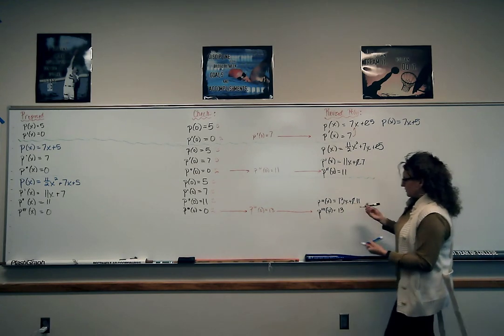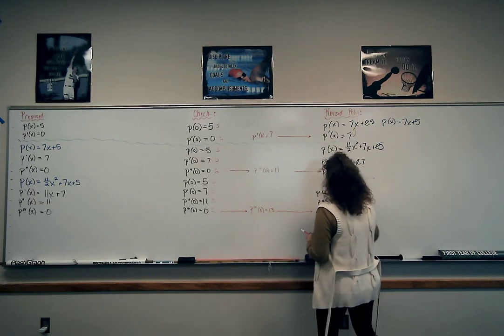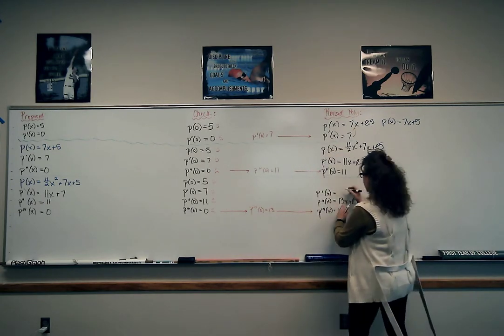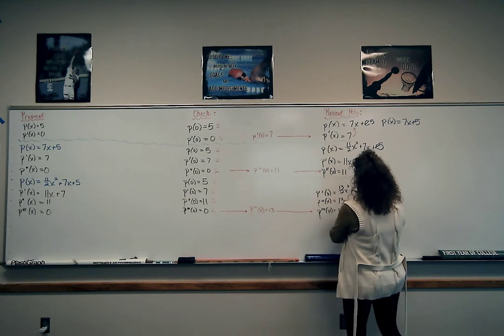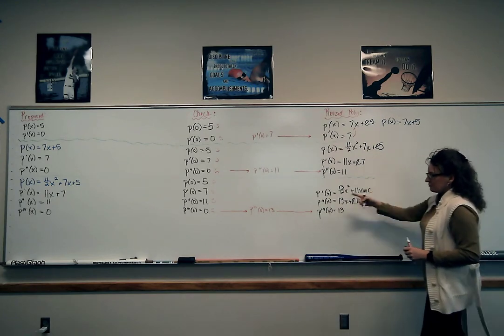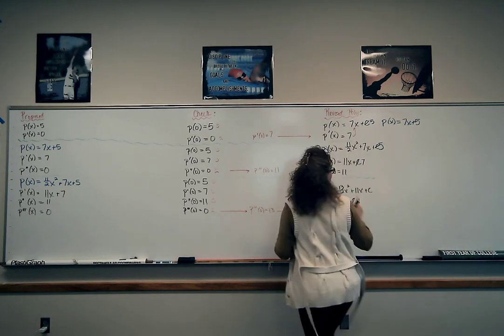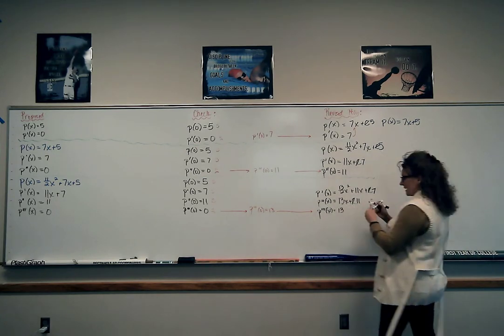Do another antiderivative. So P single prime, all right, I'm going to raise it and divide. 13 halves x squared plus 11x plus a constant. Do I have an initial value for P prime? I do. Initial value for P prime is 7. So that constant is 7.